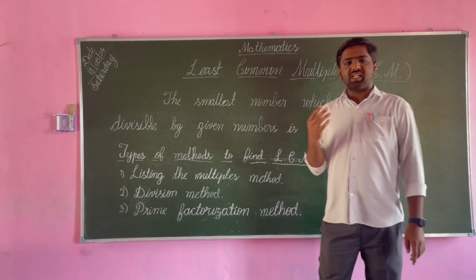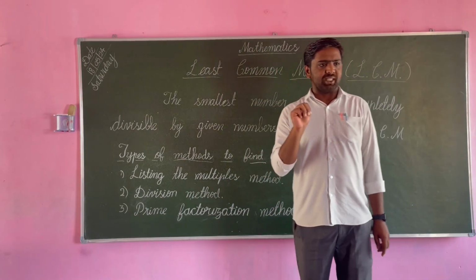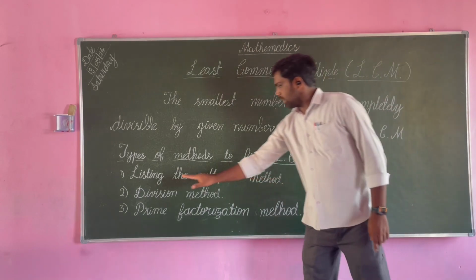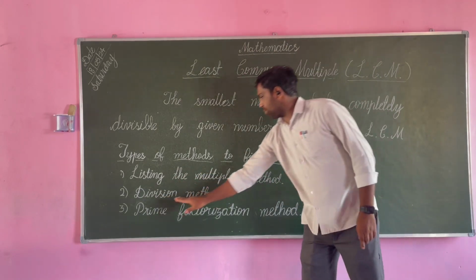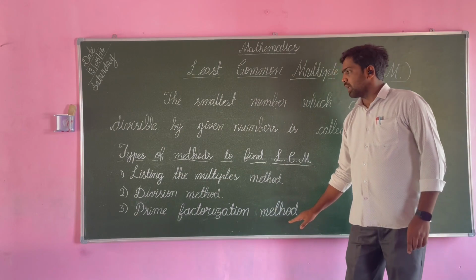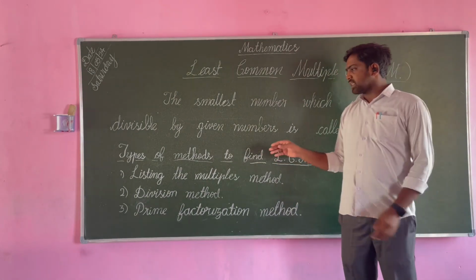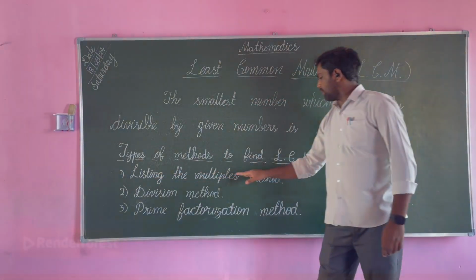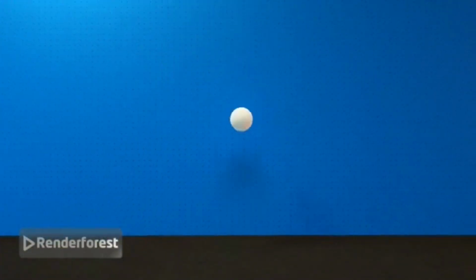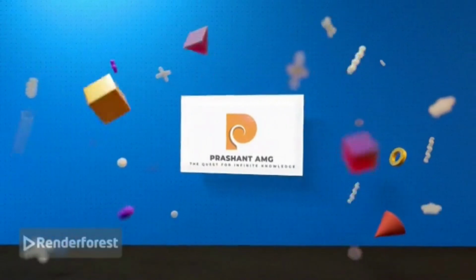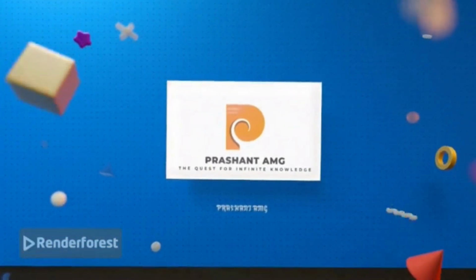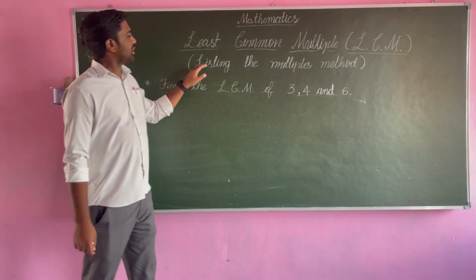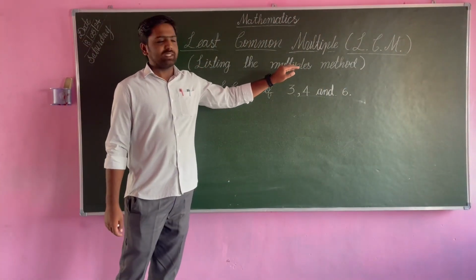We can find out the LCM in three different methods, such as the listing the multiples method, division method and prime factorization method. Let's find out the LCM using these methods one by one. Let's start with the listing the multiples method. Let's find out the LCM using the listing the multiples method.